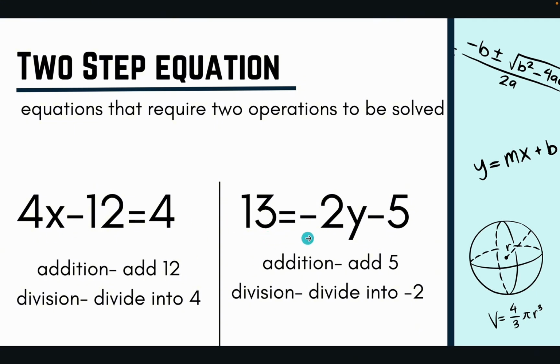And 13 equals negative 2y minus 5. Here, there's minus 5. And if there's a minus, you add. So it's plus 5 on both sides. If there's multiplication, which is negative 2y, you use division instead. So this is also an inverse operation. You divide both sides by negative 2.